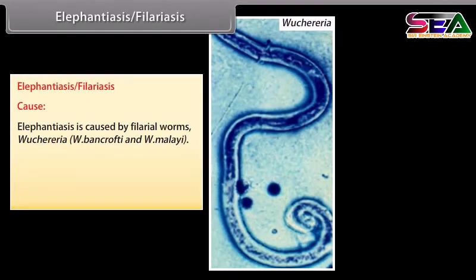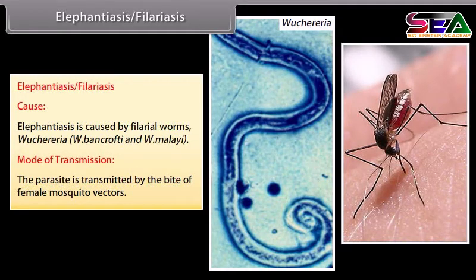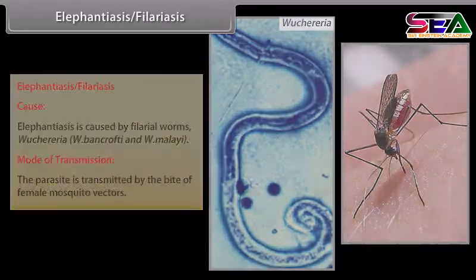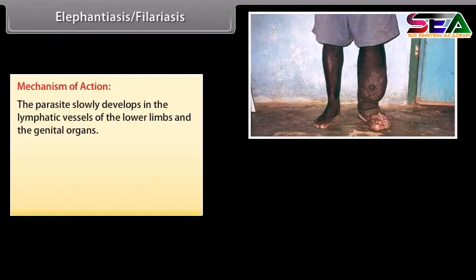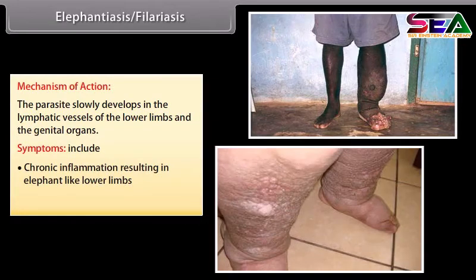Elephantiasis or Filariasis. Cause. Elephantiasis is caused by filarial worms, Wuchereria bancrofti and W. malayi. Mode of transmission. The parasite is transmitted by the bite of female mosquito vectors. Mechanism of action. The parasite slowly develops in the lymphatic vessels of the lower limbs and the genital organs. Symptoms include chronic inflammation resulting in elephant-like lower limbs, gross deformities of genital organs.